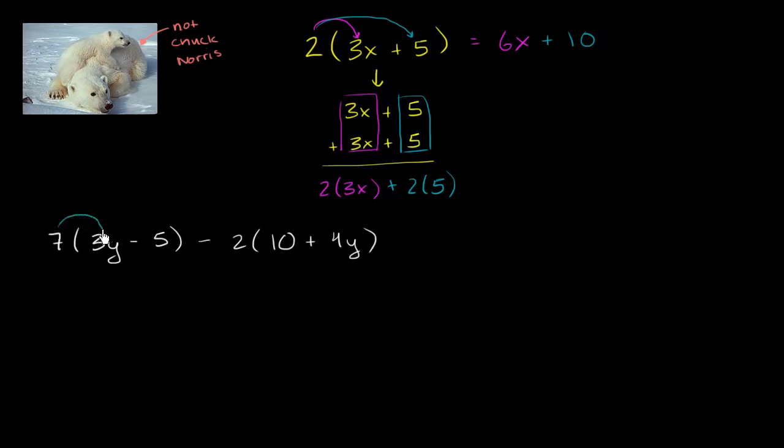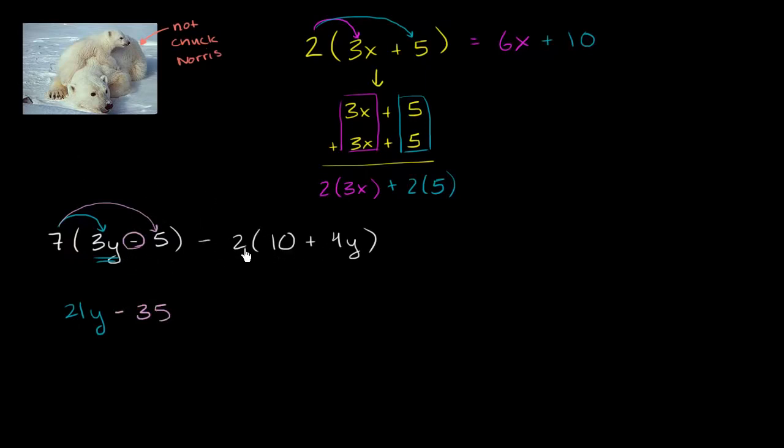So this is going to be 7 times 3y, which is going to give us 21y. Or if I had 3y's 7 times, it's going to be 21y's. Either way you want to think about it. And then I have 7 times, we're going to be careful with the sign, this is 7 times negative 5. 7 times negative 5 is negative 35. So we've simplified this part of it. Let's simplify the right-hand side.